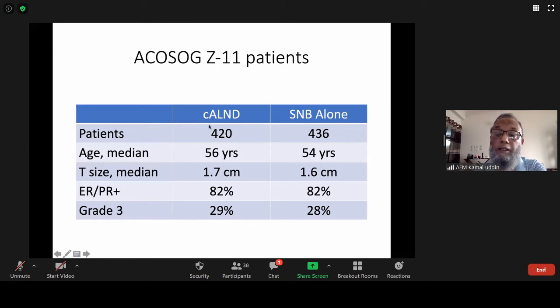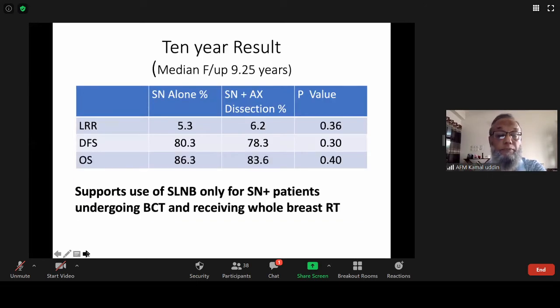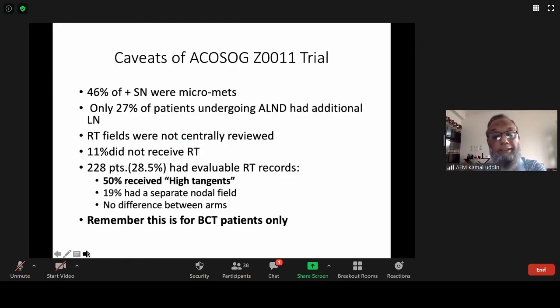In the axillary dissection group there were 420 patients, and SNB alone was done in 436. And it was a fairly matched group. If you look at the recurrence, local recurrence is different but not significant overall. And the outcome, disease-free survival and overall survival, is almost equal. So this study supports the use of sentinel lymph node biopsy for SN positive patients undergoing lumpectomy and receiving whole breast radiotherapy, and not doing axillary dissection.